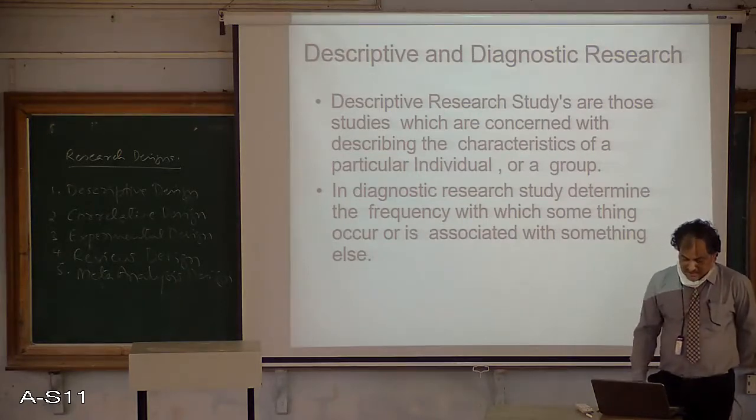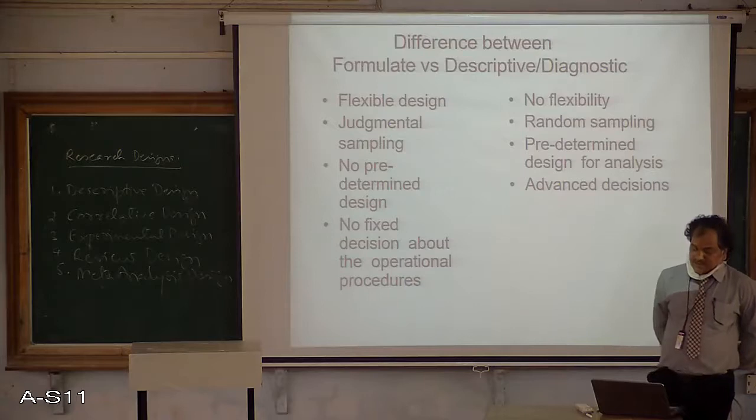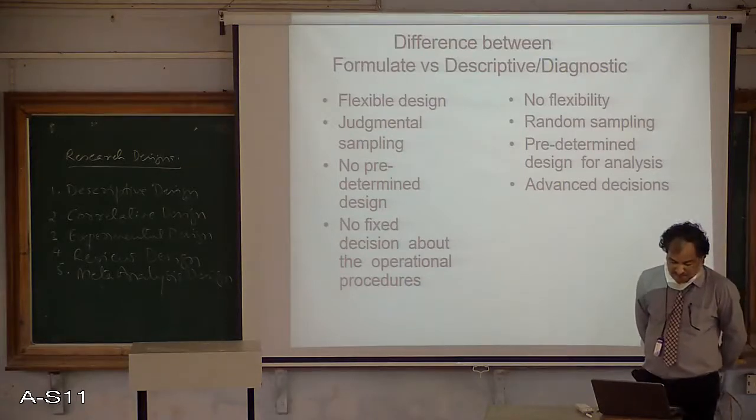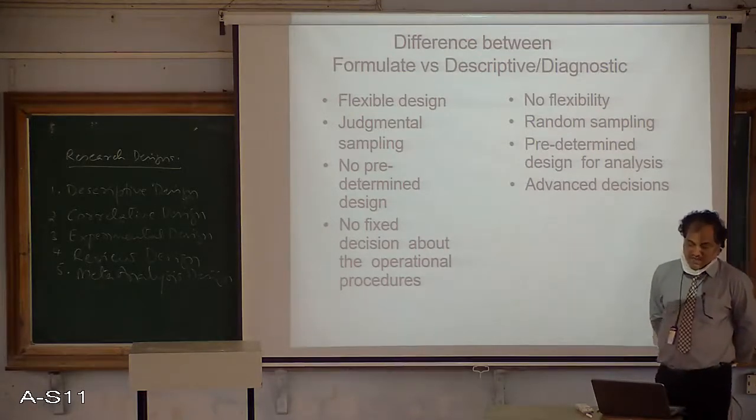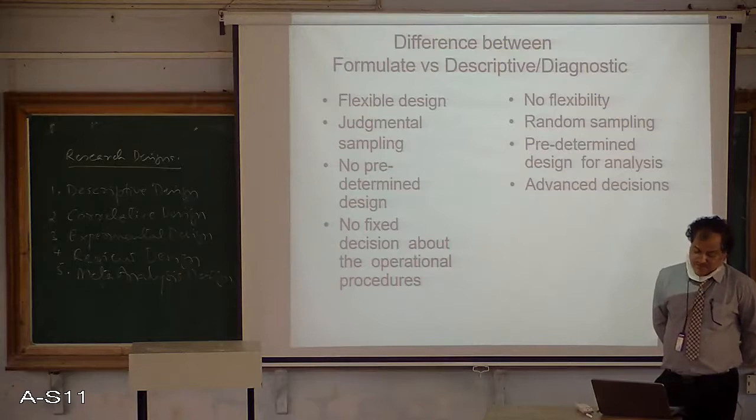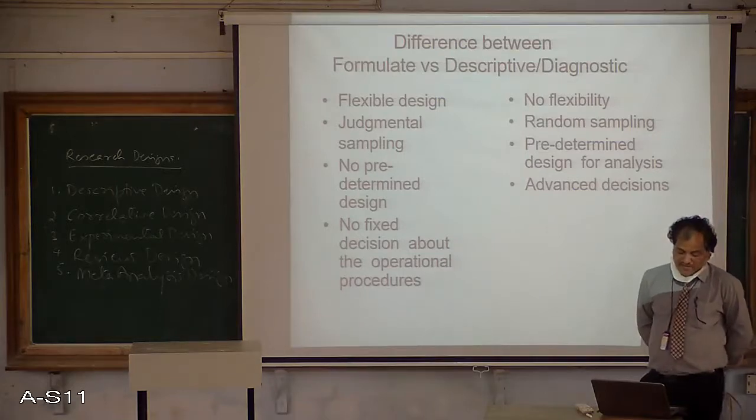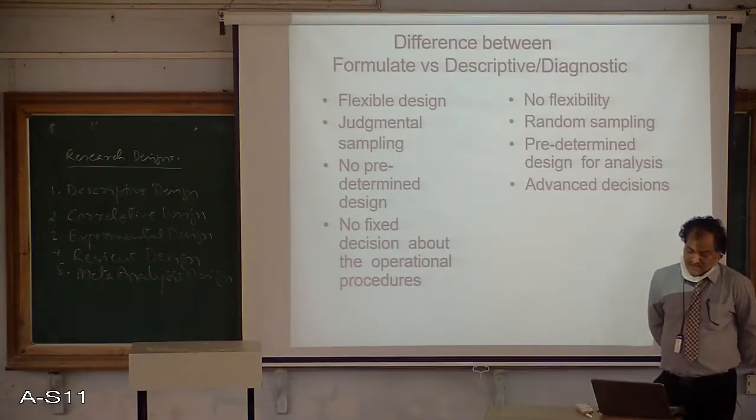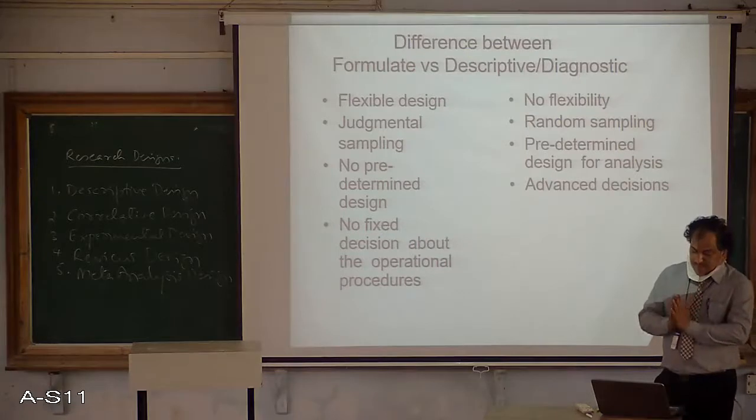So there are differentiations between descriptive and diagnostic research, and this table gives the comparison between the descriptive and diagnostic. That is, the descriptive is a flexible design and the diagnostic is not flexible. Descriptive is judgmental, but the diagnostic is random. Descriptive has no predefined design, but the diagnostic always has a predefined, predetermined design. And descriptive has no fixed design about the operational procedures, but the diagnostic is the fixed one. So like this, we have different types of research designs.